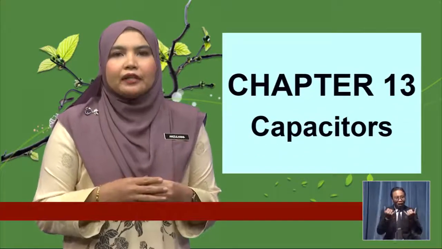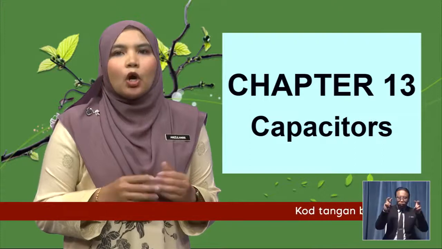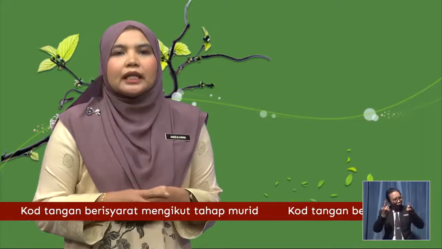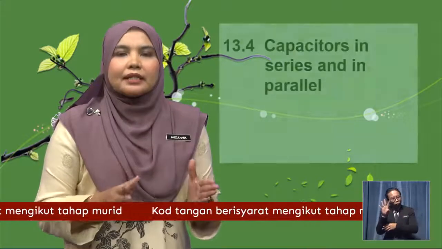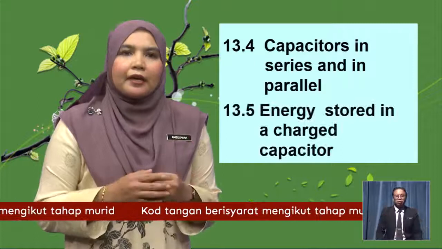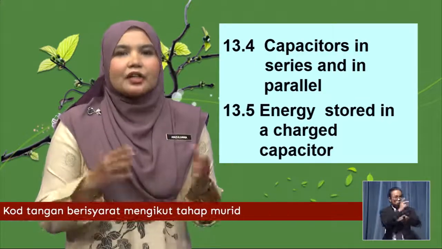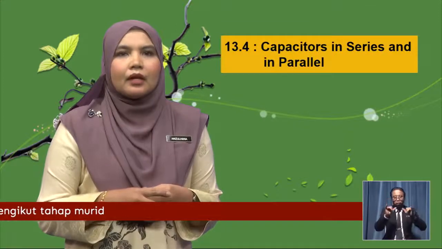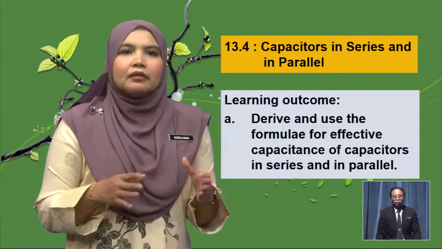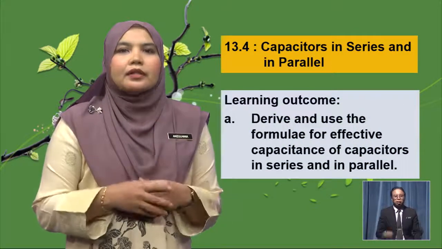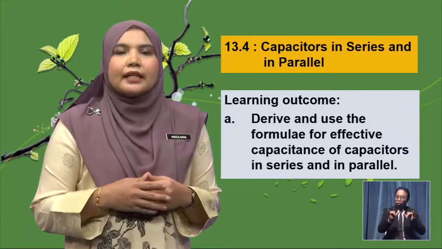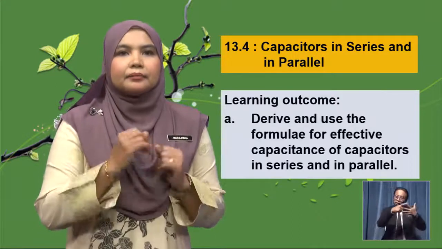Today, we are going to continue Chapter 13 on capacitors. We are going to learn about 13.4 capacitors in series and in parallel, and 13.5 energy stored in a charged capacitor. Our learning outcome for today is to be able to derive and use the formulae for effective capacitance for capacitors in series and in parallel.